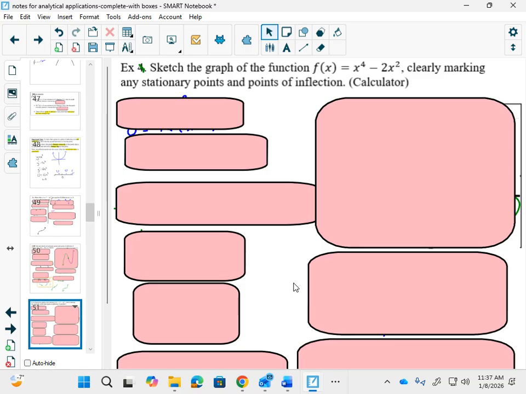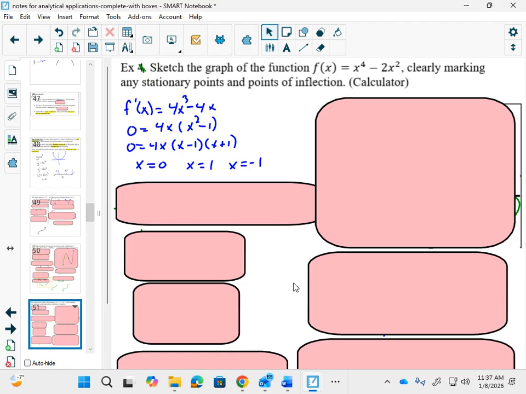So, we want to sketch this graph using calculus. We start by finding our maxes and mins, our stationary points, by going to our derivative and setting it equal to 0. No calculator needed for this. When we solve, factor it completely because we have a difference of squares. We get 3 values.